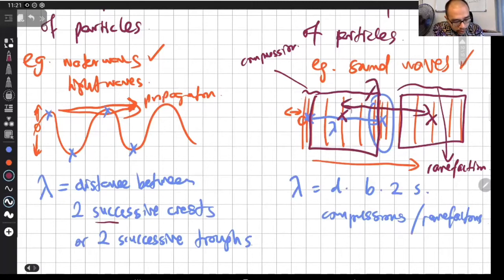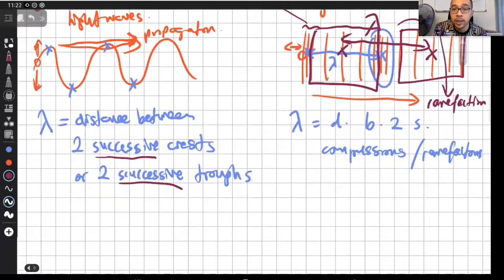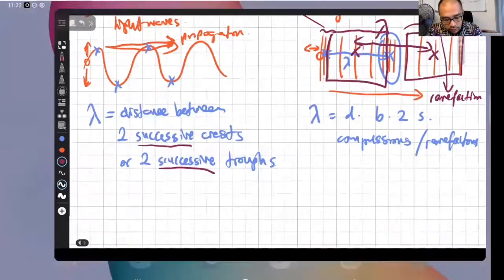The word that is commonly missed out is the word successive. Just like the one that I said just now, the word that is commonly missed out. Successive, we need to be very careful with this.